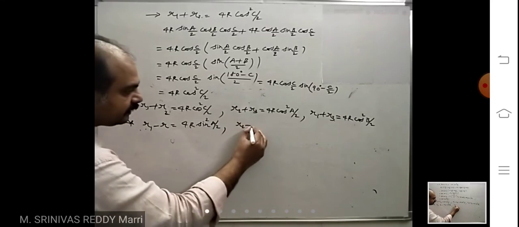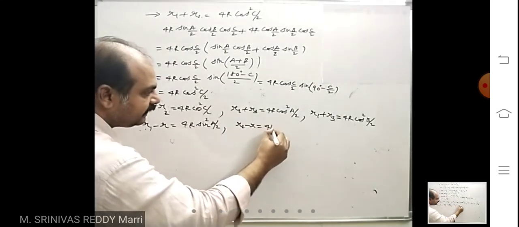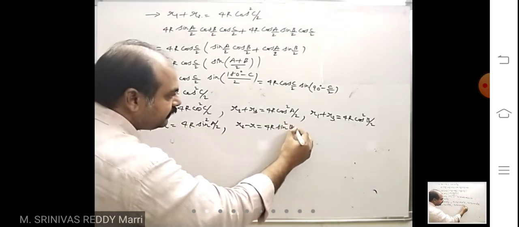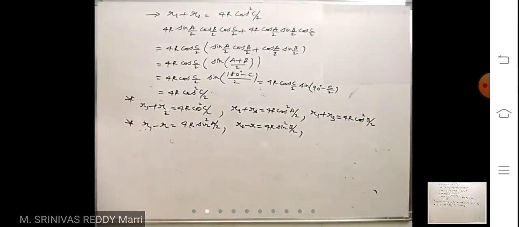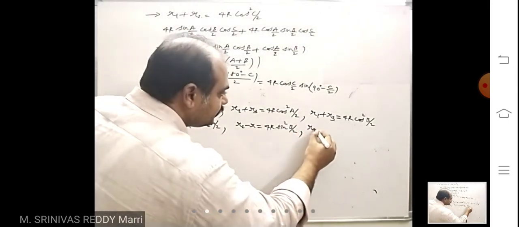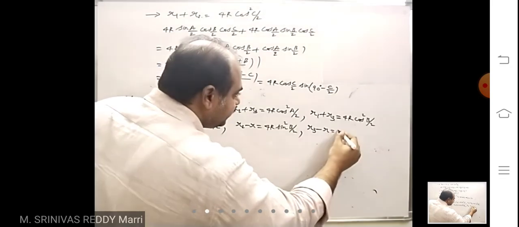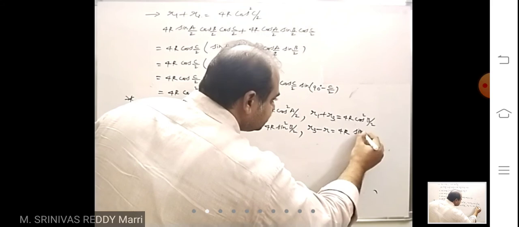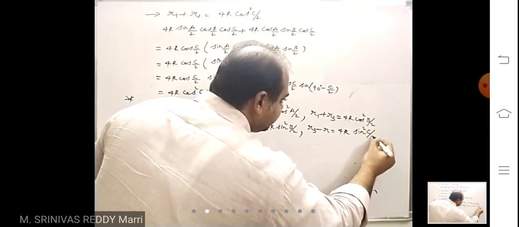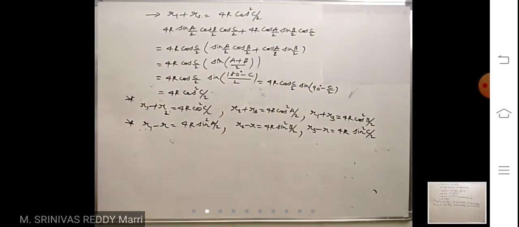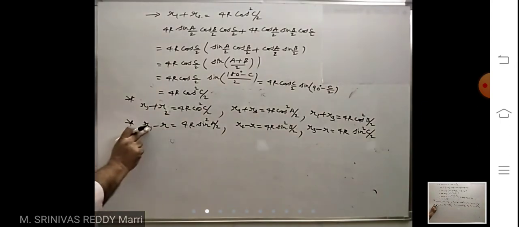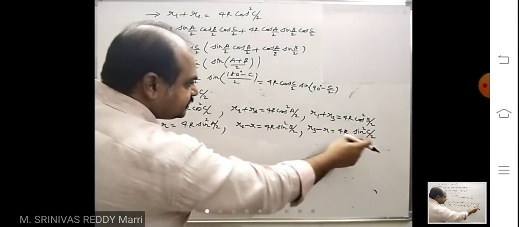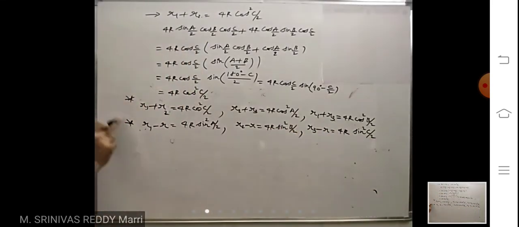So similarly, if R2 is there, you will get sine square B by 2. Similarly, if R3 minus R is there, you will get 4R sine square C by 2. So R1 minus R: 1 means you will get A by 2, 2 means you will get B by 2, 3 means you will get C by 2. So these two results you have to remember.